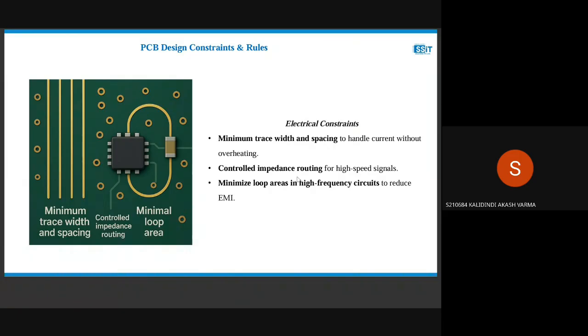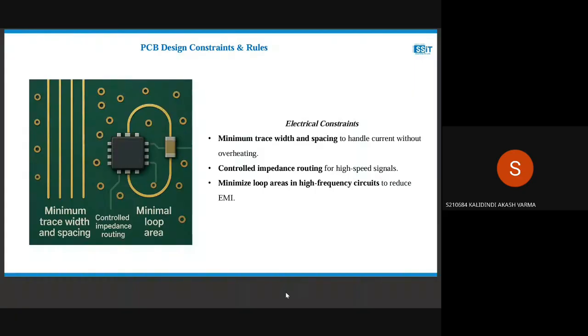At the same time, we should maintain width and spacing accordingly based on the signal. If it is power, we should maintain high width. If it is a signal, lower width is sufficient. And we should maintain spacing as per requirement. If the space is very, very low, then the heat dissipation is very high, then signal noise will be generated and the signal will be lost. So we should take care about heat dissipation.